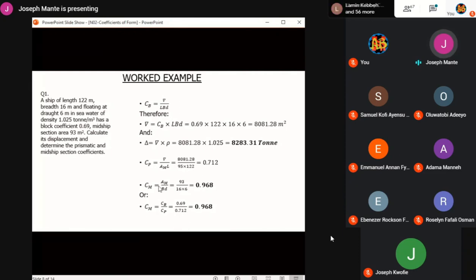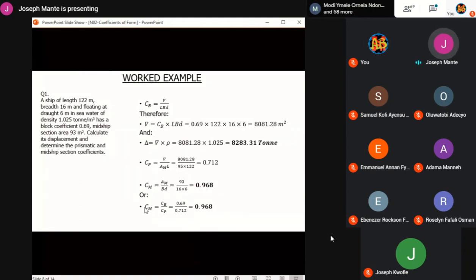And now they ask you to find the midship section coefficient. And we are saying that the midship section coefficient is AM over BD. You already have AM, which is the midship section area, so you put it there. You have the breadth, which is 16. You have the depth, which is 6. So you multiply the 16 times 6. You get 0.968.